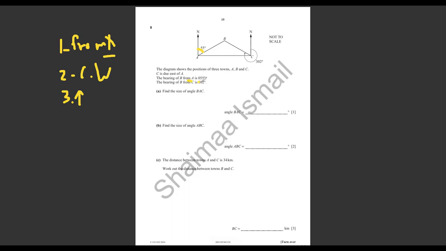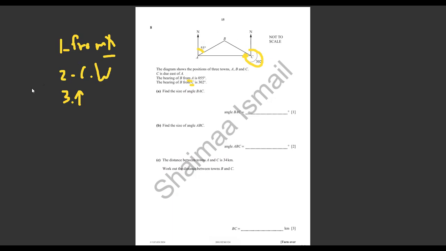Remember this, the bearing is also written with 3 digits. Okay, the final answer of the bearing is 3 digits. The bearing from C to B. Then we start from C and move to B. Here is 302. Okay, get the angle of BAC.